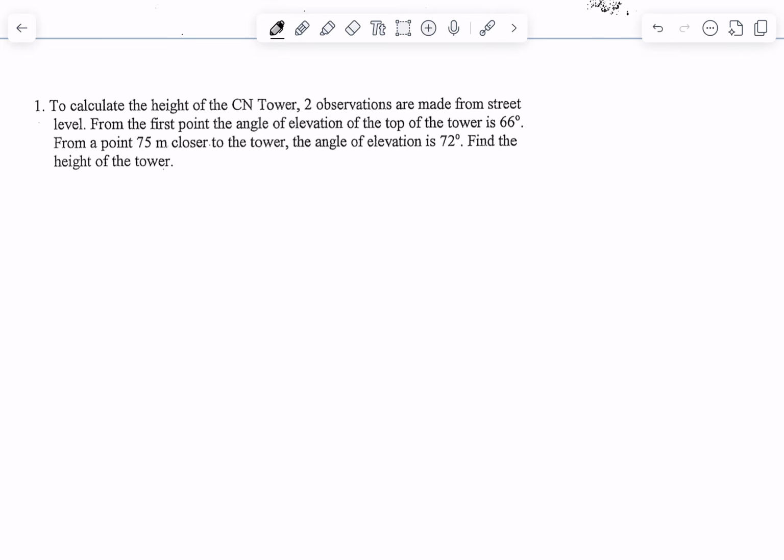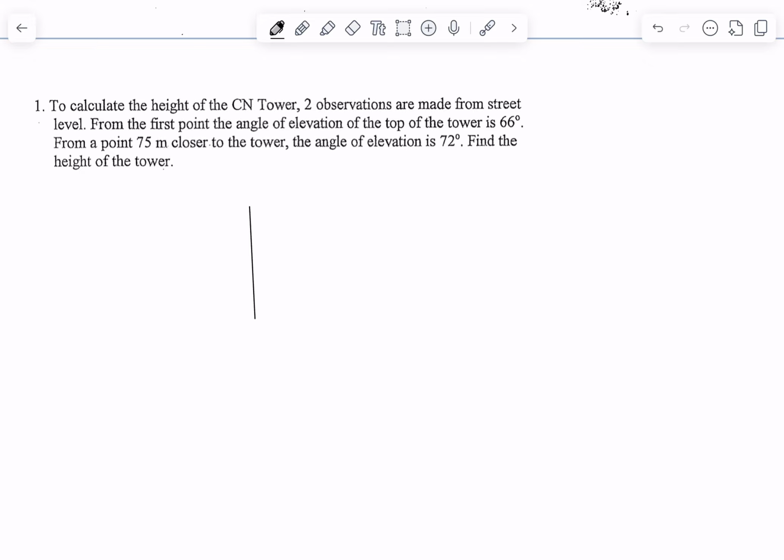2 observations are made from street level. From the first point, the angle of elevation to the top of the tower is 66, and from a point 75 meters closer to the tower, the angle of elevation is 72. So you're going to actually try and find the height of the tower. What I find helpful all the time with these is just the picture.